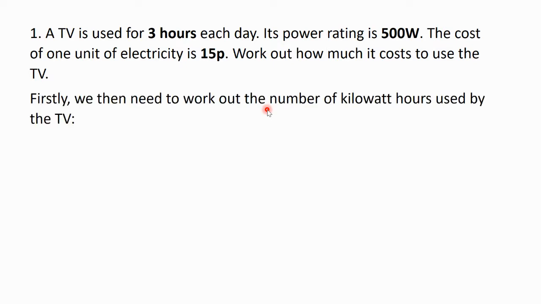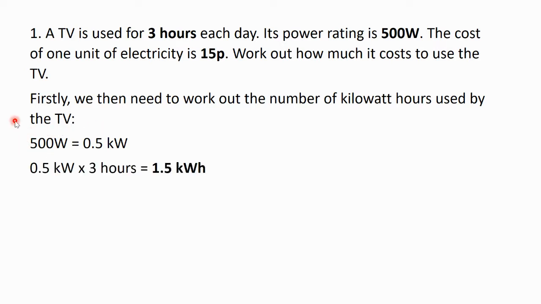So, firstly, we need to work out the number of kilowatt hours used by the TV. So this is not hard at all. Firstly, we look at the watts and we make sure we turn it into kilowatts. So we divide by 1,000. So 500 watts is 0.5 kilowatts. We then need to work out how many hours we've got, which is easy. We've got 3 hours. We don't need to do any conversion here. So now the number of kilowatt hours is the number of hours times by the number of kilowatts, and 0.5 times 3 is 1.5 kilowatt hours.